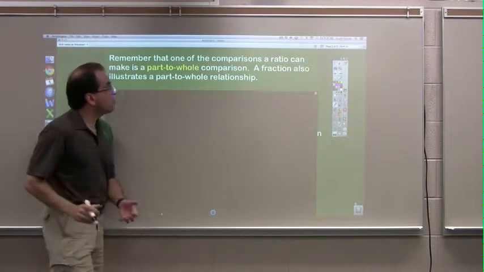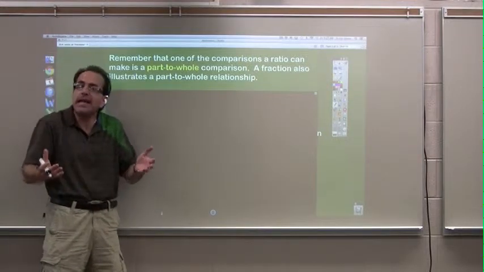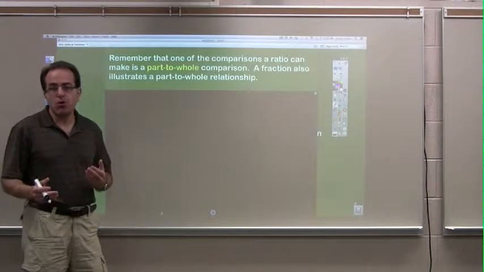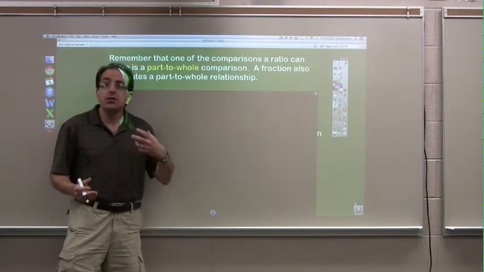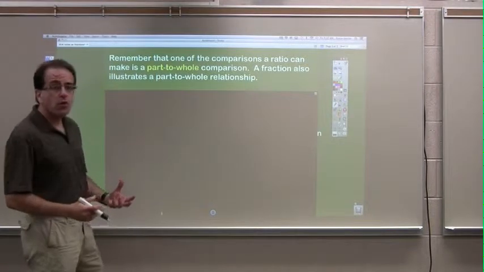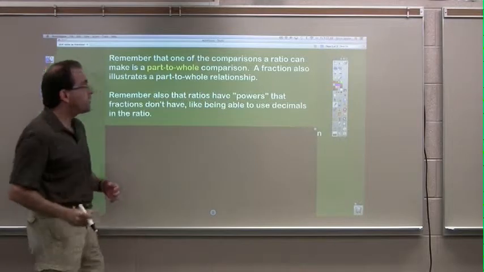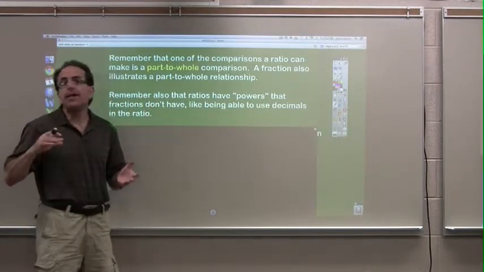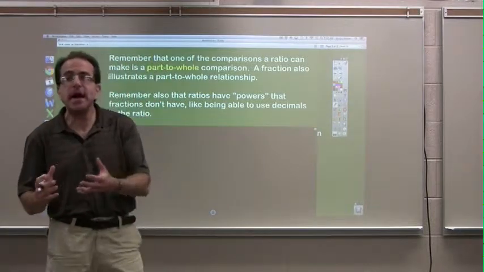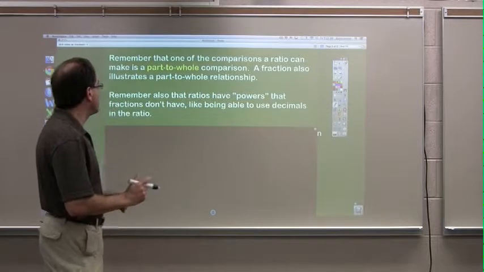All right, remember that one of the comparisons a ratio makes is a part to whole comparison. That's the same exact description of a fraction. A fraction is a part to whole where the numerator represents the part, the denominator represents the whole of something. All right? So they go well together. But you also have to remember that ratios have powers that fractions don't. A ratio can have decimals in it and a fraction cannot. And that's where we need to be careful in knowing exactly what we're dealing with.